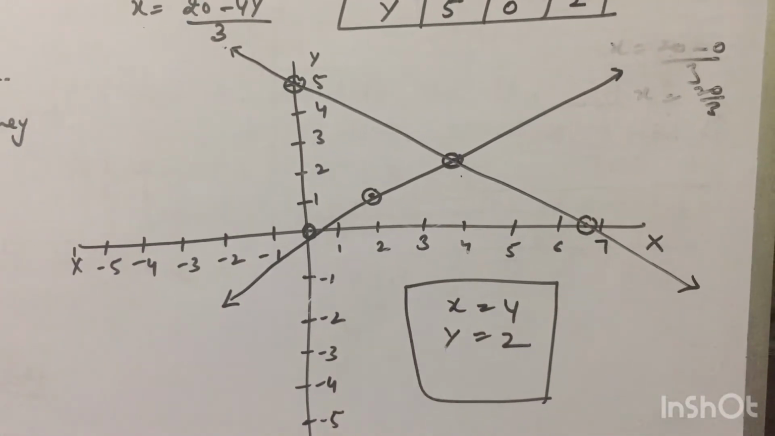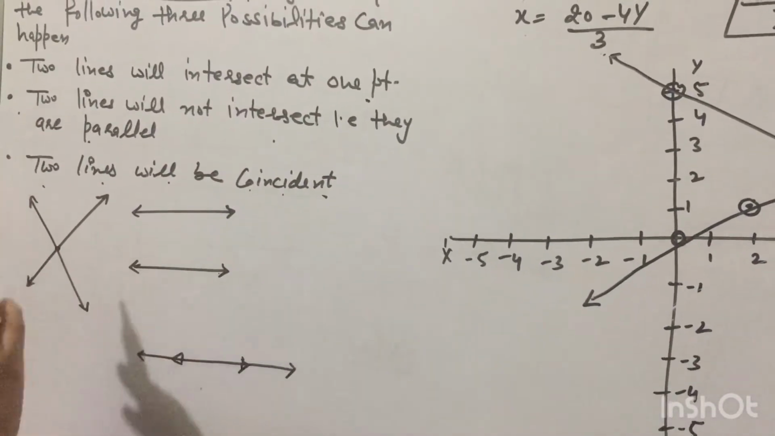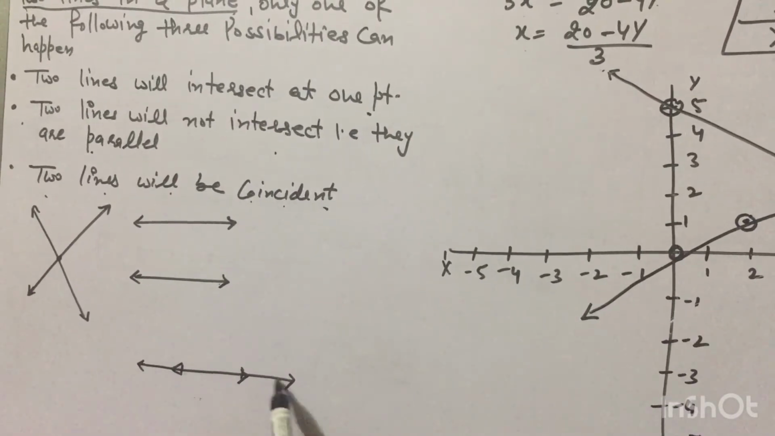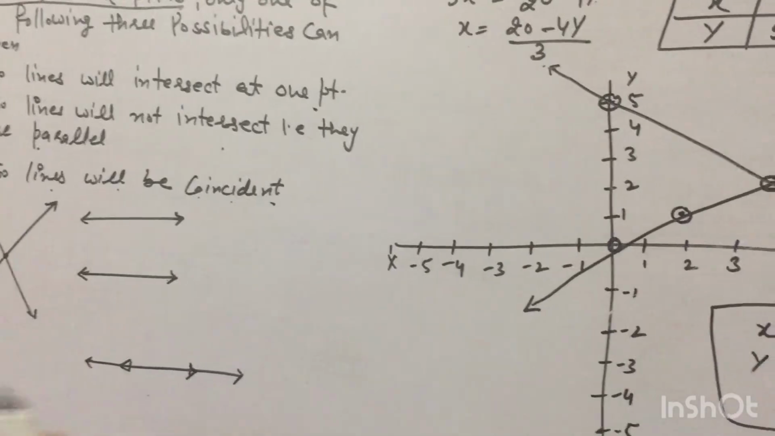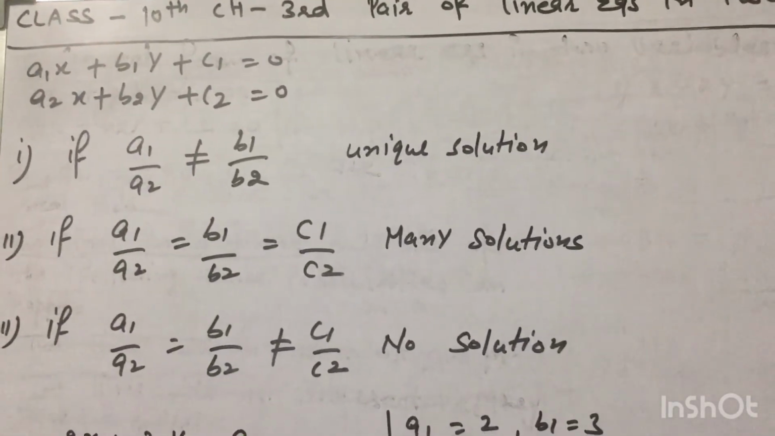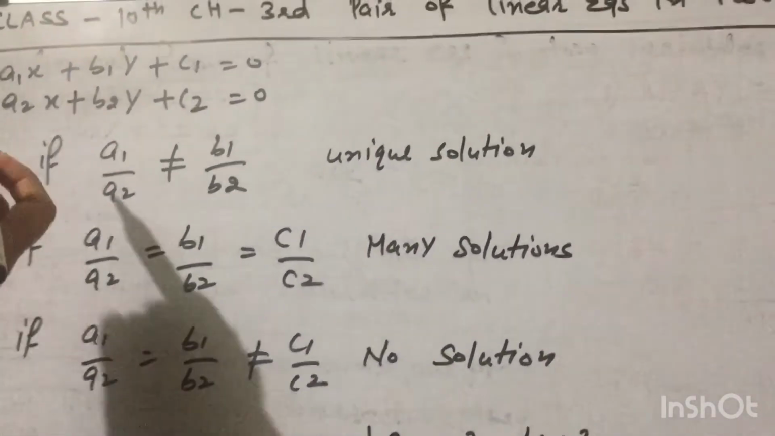This is the unique solution. If the graph is like this, parallel lines, then there is no solution. If the graph is like this, both the lines showing like this, then there are many solutions. Now graphically I have explained how to find the solution. Now how do we compare the ratios here?